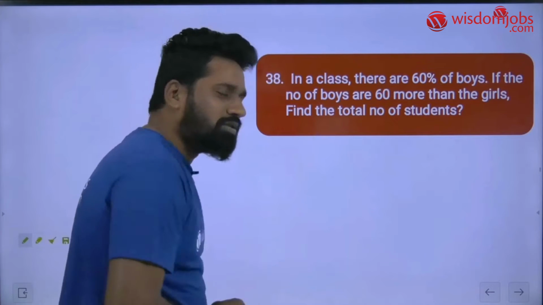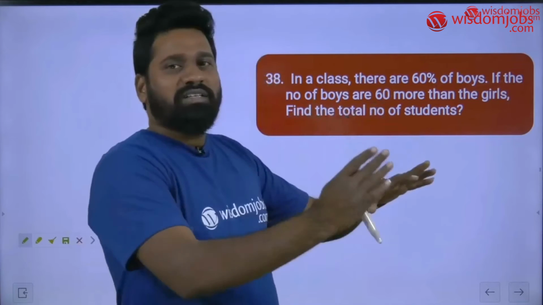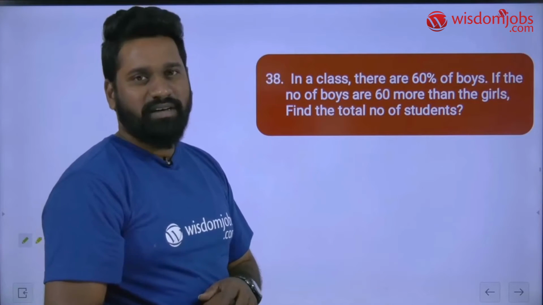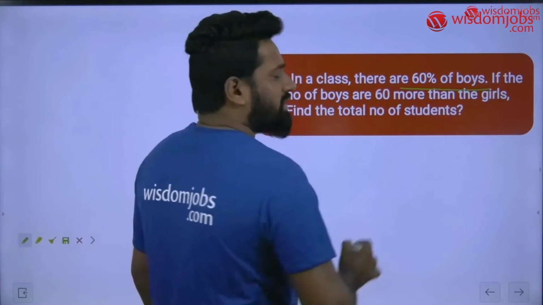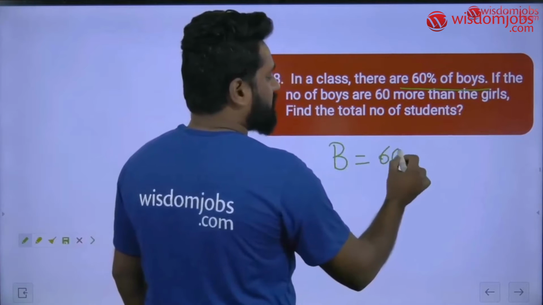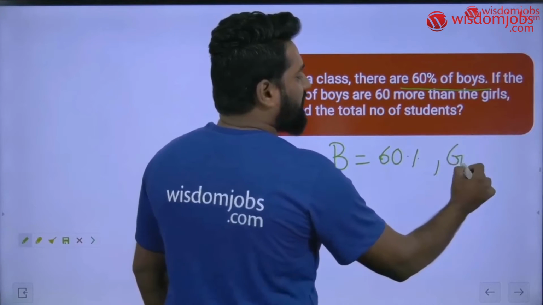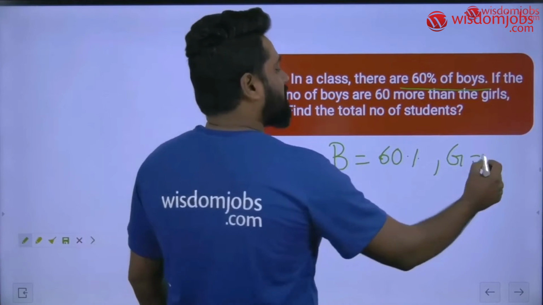But coming to this question, it is already given here that the number of boys is 60 more than the girls. That is clearly given, right? So let us see that. In a class, 60% are boys is given. So you can write boys percentage as 60%, and if you take girls percent, out of 100, 60 are boys, so the remaining 40% should be girls.